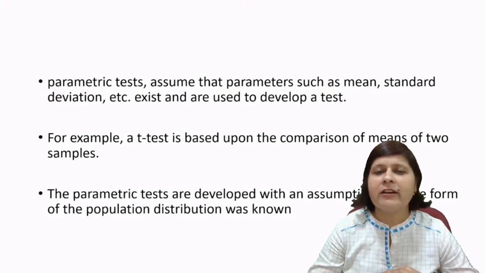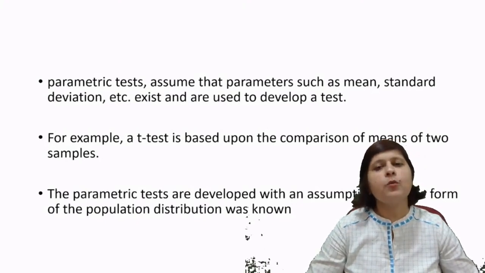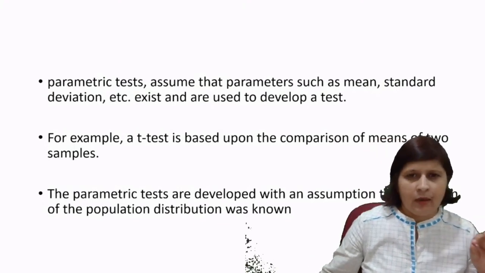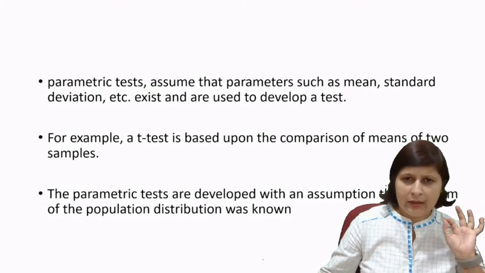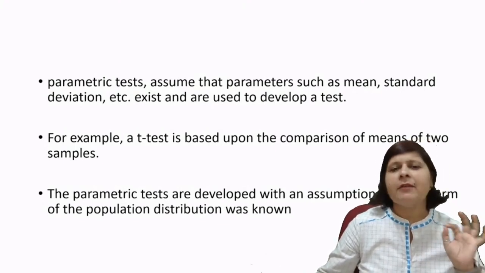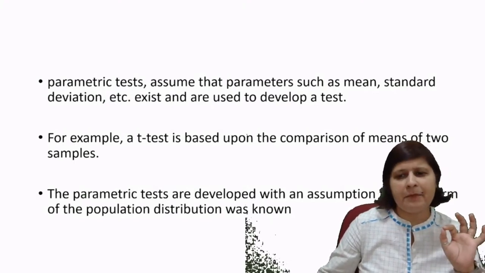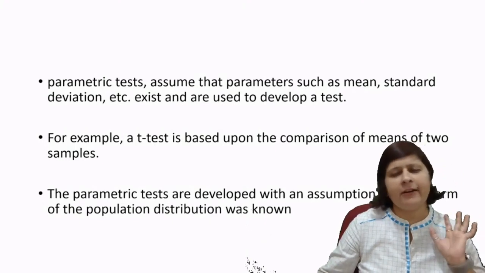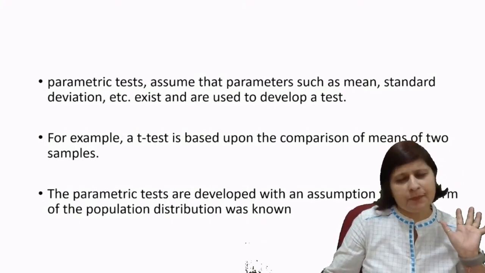The parametric tests are developed with the assumption that the form of population distribution is known. See, there are a few important things which you should know about the test. What is the difference between the parametric test and the non-parametric test? A parametric test assumes that parameters such as mean and standard deviation exist, and the test depends on these parameters.